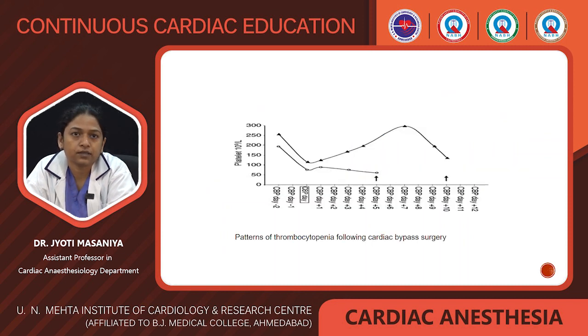They observed different patterns of thrombocytopenia following cardiac bypass surgery. In this graph, the solid triangle represents pattern A thrombocytopenia, which is characterized by a fall in platelet count following the CPB. Then again platelet count rises within 4 to 5 days of surgery, and after that the platelet count falls again. That is pattern A. Pattern B, which is represented by open circles, is characterized by a fall in platelet count following the CPB, but this thrombocytopenia persisted following the cardiac surgery.